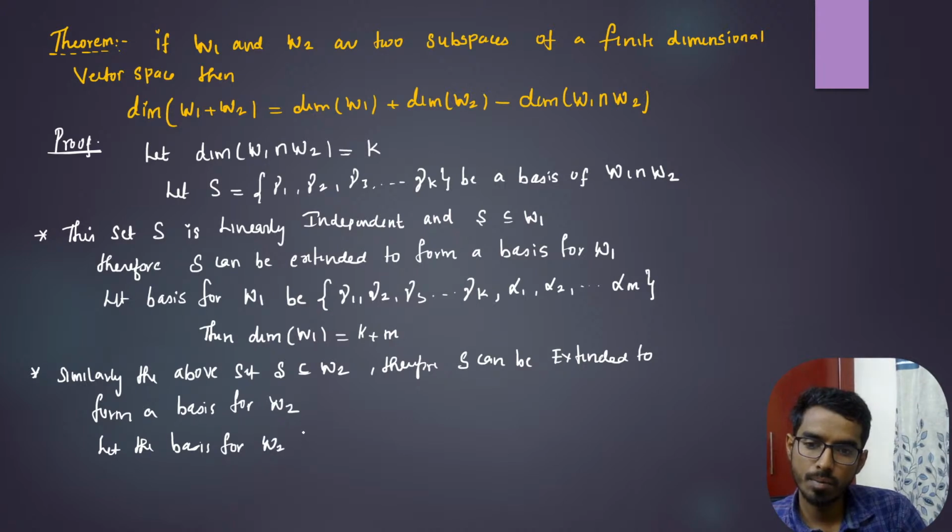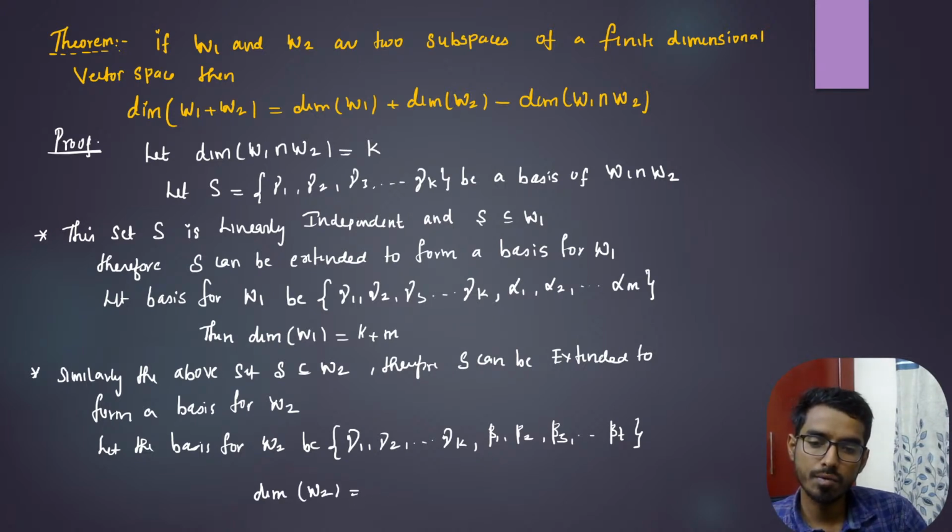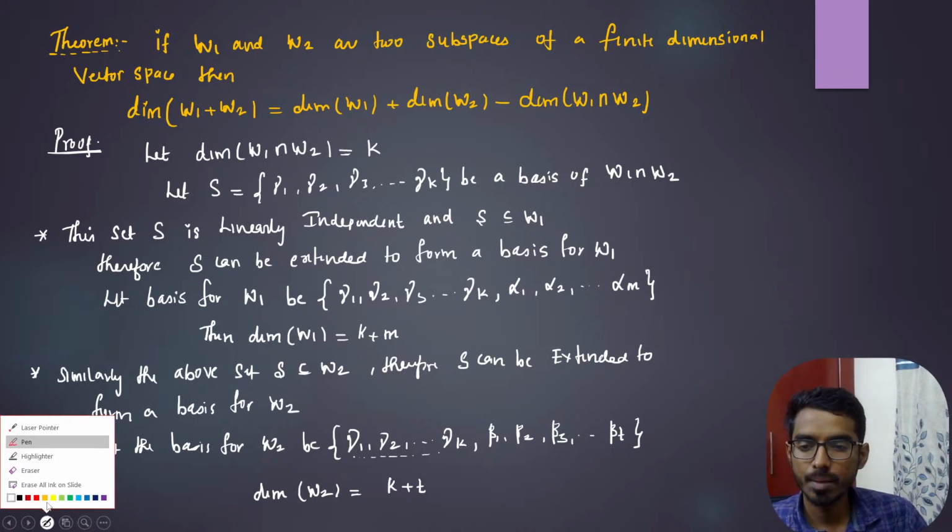Let the basis for W2 be, already we have gamma 1, gamma 2 and so on up to gamma k. Now I'm going to extend with beta 1, beta 2, beta 3 and so on up to beta t. Then the dimension of W2 will become, already we have k elements, I'm adding t elements, so this will be k plus t. So the dimension of W2 is k plus t. Is it clear up to now?